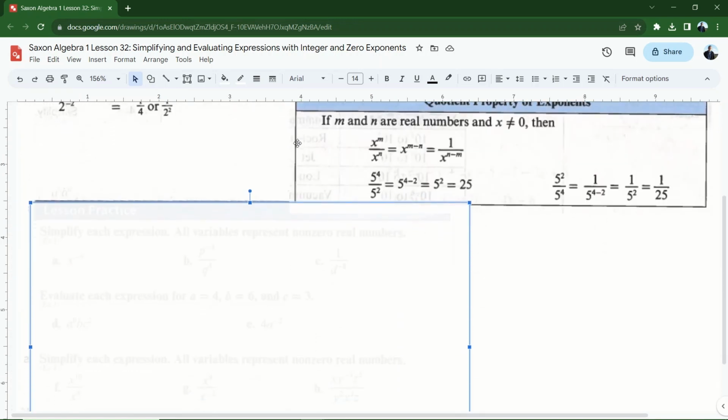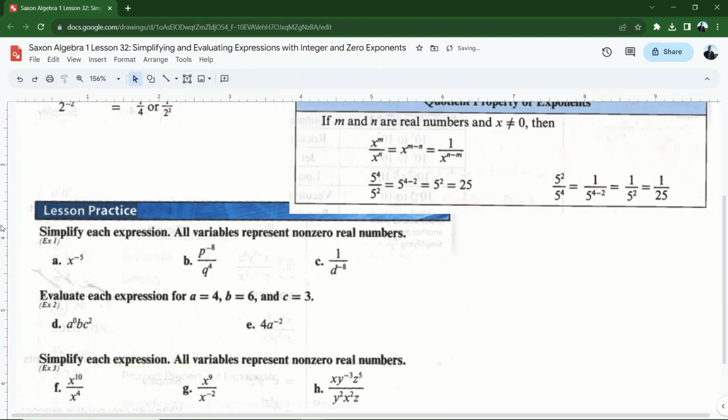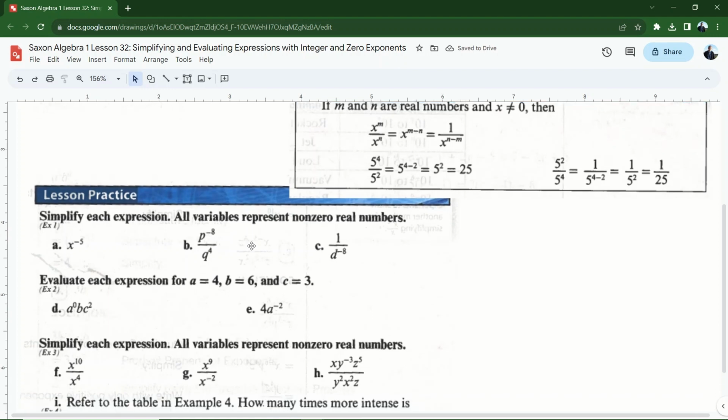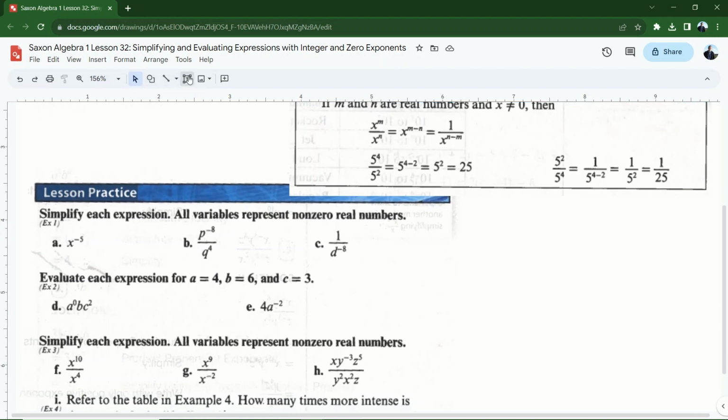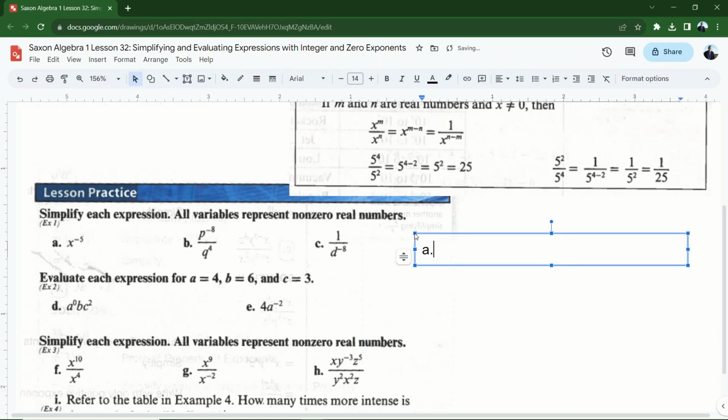All right, let's take a look at some real problems and see how this plays out. Simplify each expression. All variables represent non-zero real numbers. Okay, so x to the negative 5 tells me that I have an x on the wrong side of the fraction bar. So what is that answer going to be? It's going to be 1 over x to the 5th. And that's as far as I can simplify it. 1 over x to the 5th.